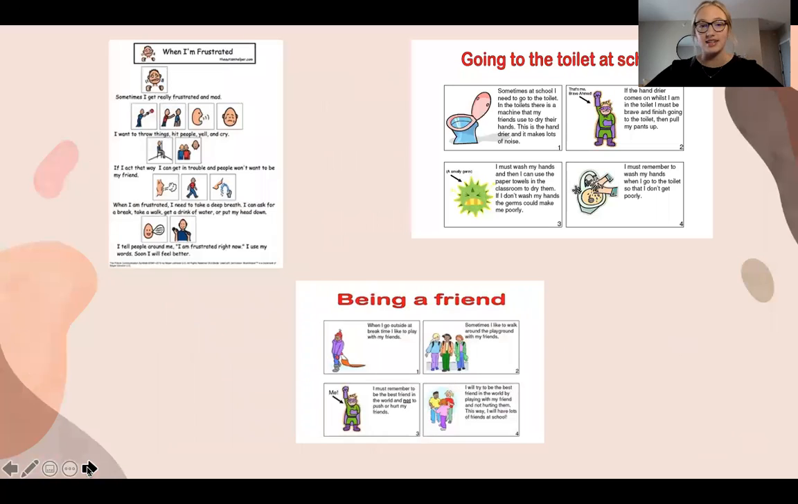So here's just 3 examples of social stories that I found. None of these claim to follow the Carol Gray social story. But there's When I'm Frustrated, Using the Toilet at School, and Being a Friend.